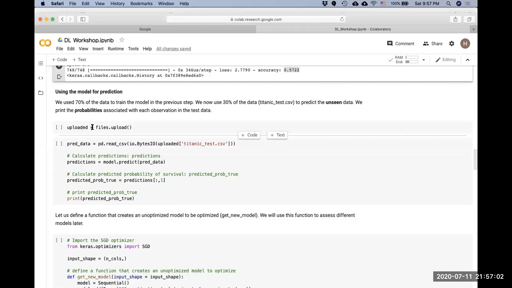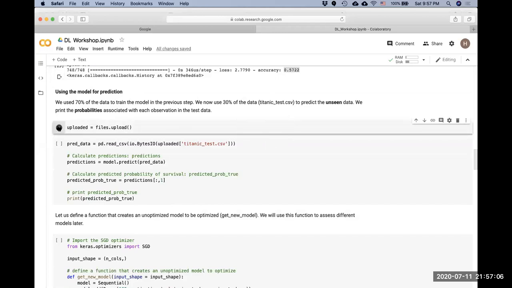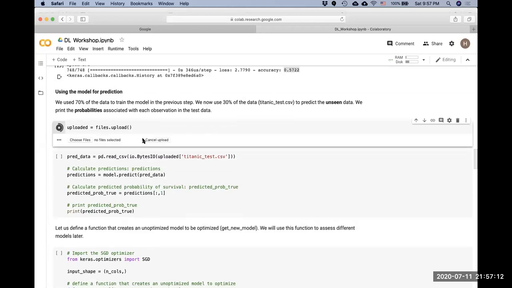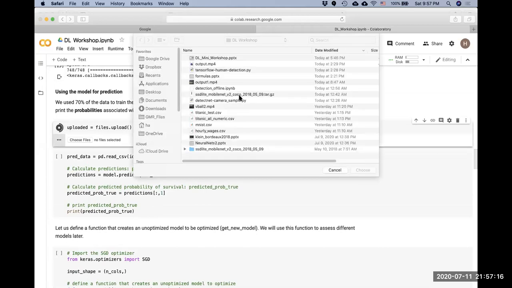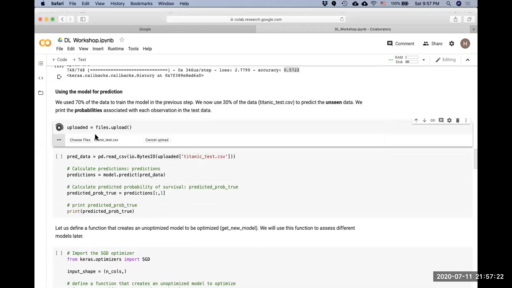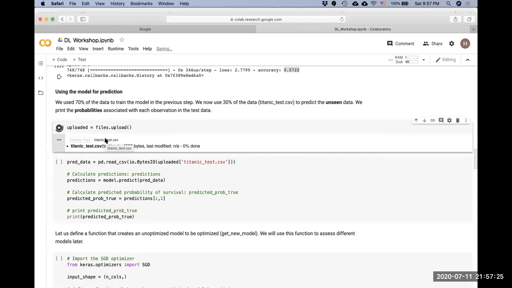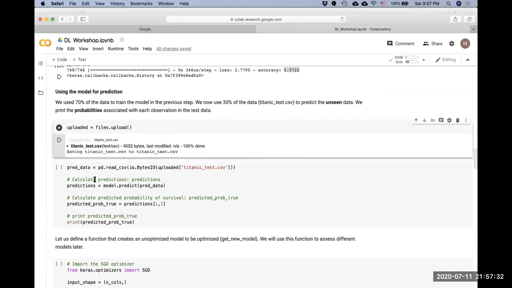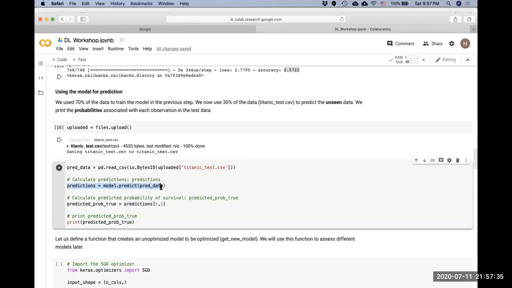Let's just use the function to predict. So I used 70% of the data to train this network, and I'm going to upload the remaining 30%. I called it Titanic test. These are the data that I want to predict. I want to test my model, how good it's predicting, okay? I upload it and do the same thing. I read it to a pandas data frame, and I'm using this line of code, model.predict, providing the prediction data, which is my test data. I use model.predict to provide the prediction.